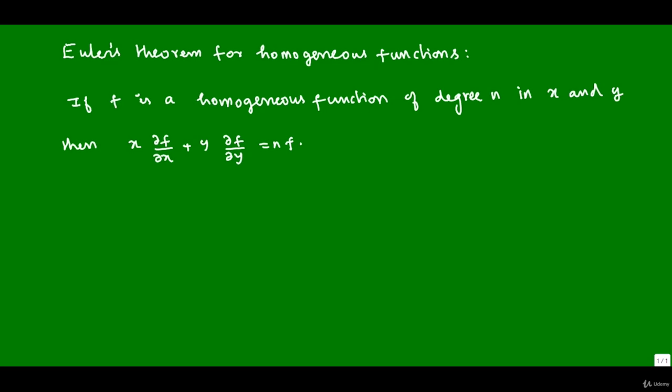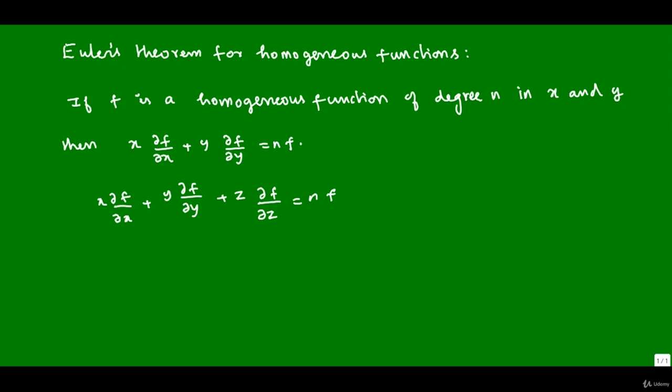Here f is a homogeneous function in terms of two variables x and y. Suppose f is a homogeneous function in terms of three variables. The Euler's theorem is x into dou f by dou x plus y into dou f by dou y plus z into dou f by dou z equals n into f. So this is the statement of Euler's theorem in three variables.